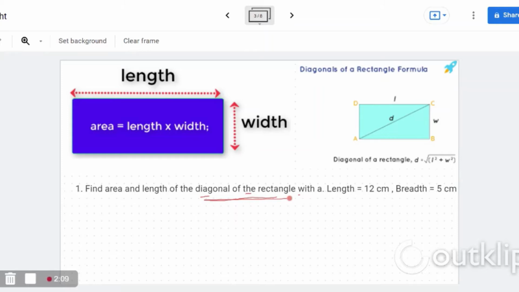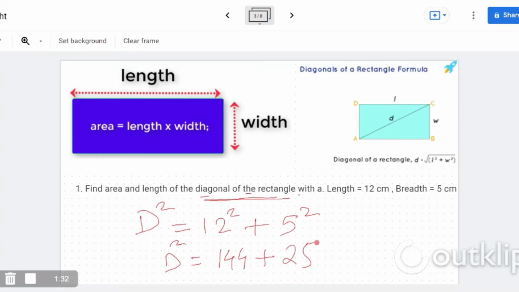So if I consider the diagonal as AC square, my diagonal D square equals, first of all, my base square. My base is 12, so 12 square plus my breadth, breadth is 5, so 5 square. And this has to be AC square. This is my diagonal square. Okay. So diagonal square is equal to 12 square plus 5 square. So my diagonal square is 12 square is 144 plus my 5 square is 25.